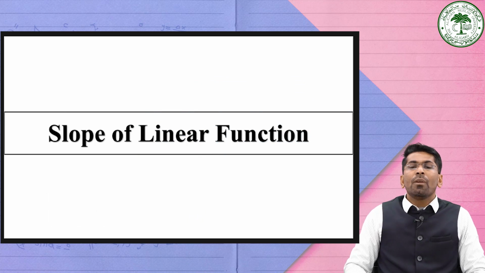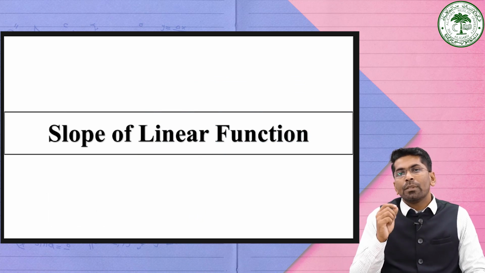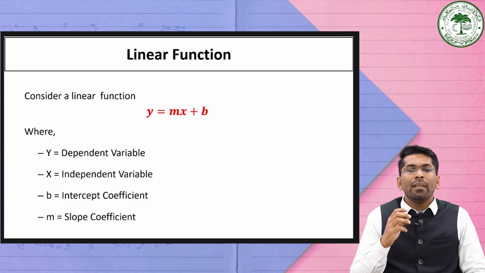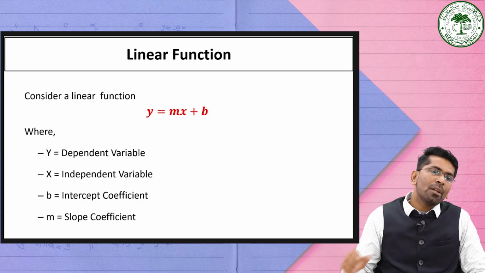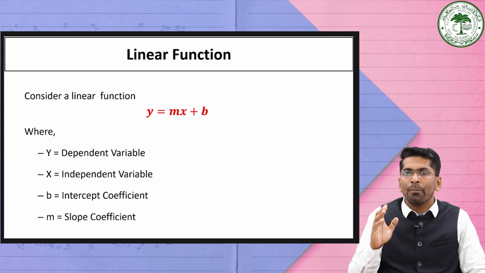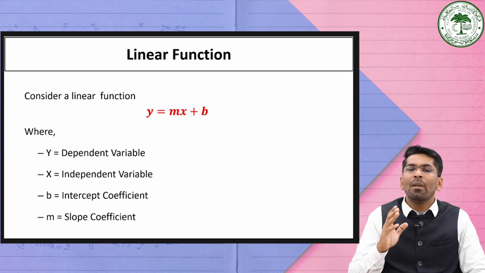Now we are going to introduce the concept of the slope of a linear function. We have to consider a linear function here, y is equal to mx plus b, where x and y are the variables, y is the dependent variable and x is the independent variable, but its geometrical implication is a little bit different from the normal constant.